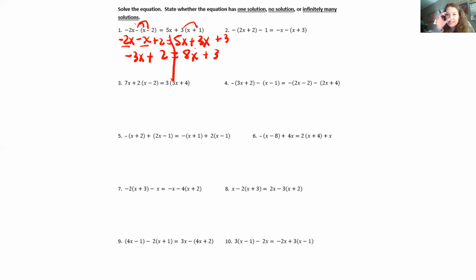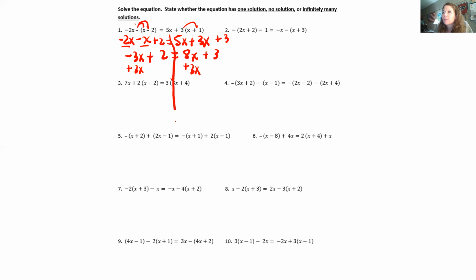Now I want to get my x's together. I don't want them on both sides of the equal sign; I want them only on one side. So I usually am going to move the smallest x. So I'm going to move -3x. That means I'm going to add 3x to both sides of the equal sign.